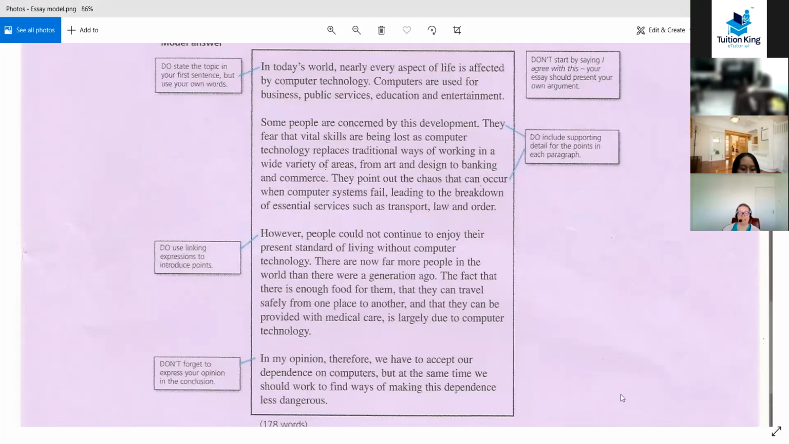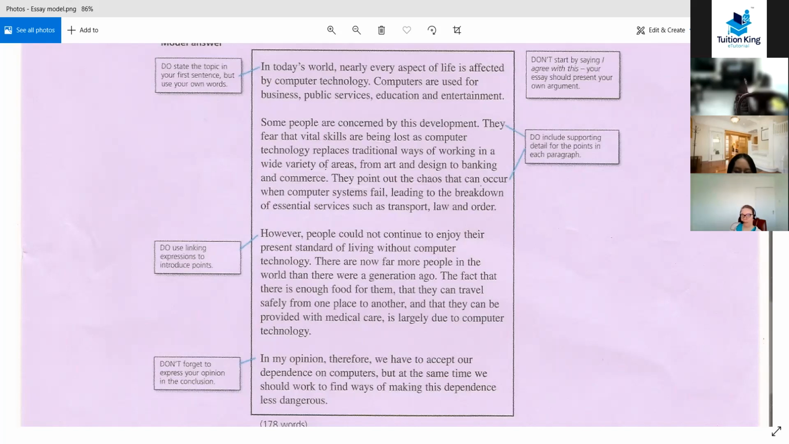Okay, fantastic. All right. So Jia Chi, do you agree with this essay? Yes, because I think that the computer technology raises traditional ways of working in a wide variety of areas. Okay, can you say that again, please? Because I think that the computer technology raises traditional ways of working in a variety of areas. Okay, very good, thank you.